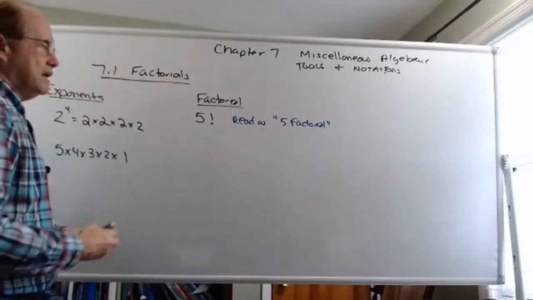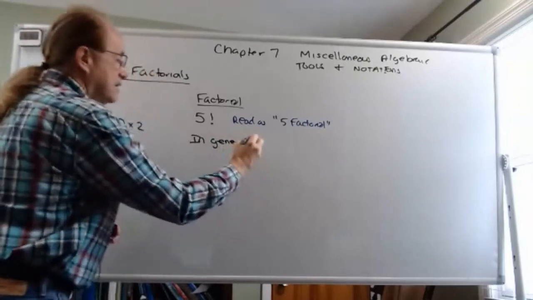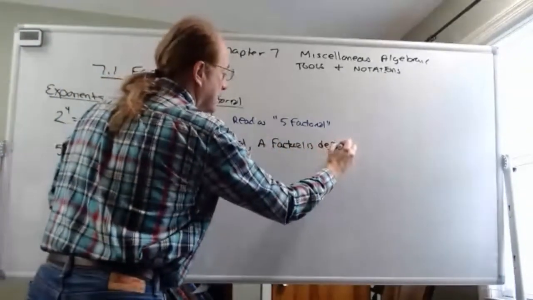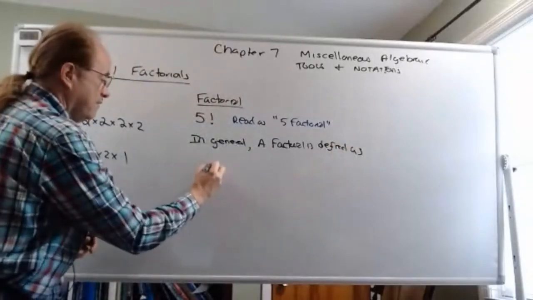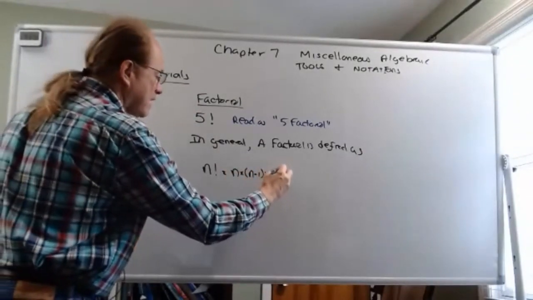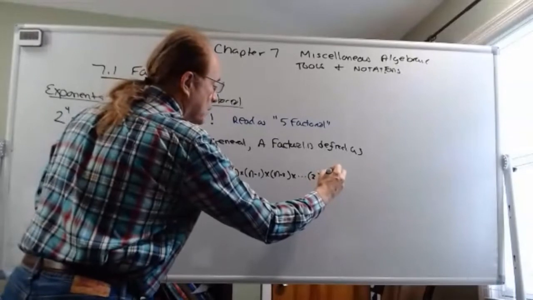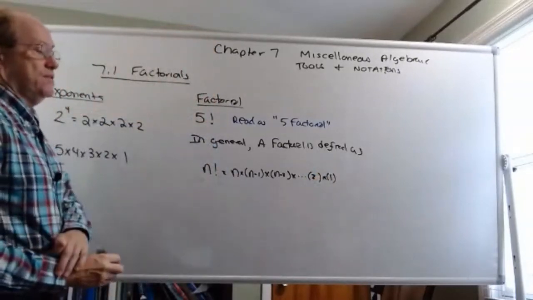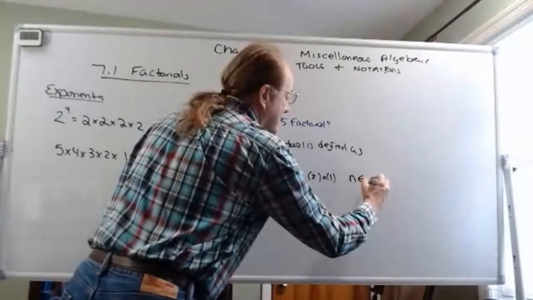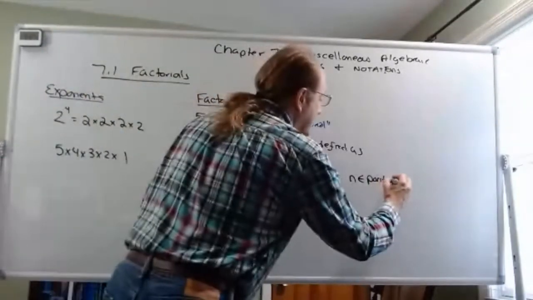Now, in general, we can define it this way. Here's our definition. In general, a factorial is defined as n factorial, which is equal to n times n minus 1 times n minus 2 times ... times 2 times 1. We've got to count all the way down. And that's for any positive integer n. So n is an element of the positive integers. We don't define it for a negative number n. It's all positive integers.